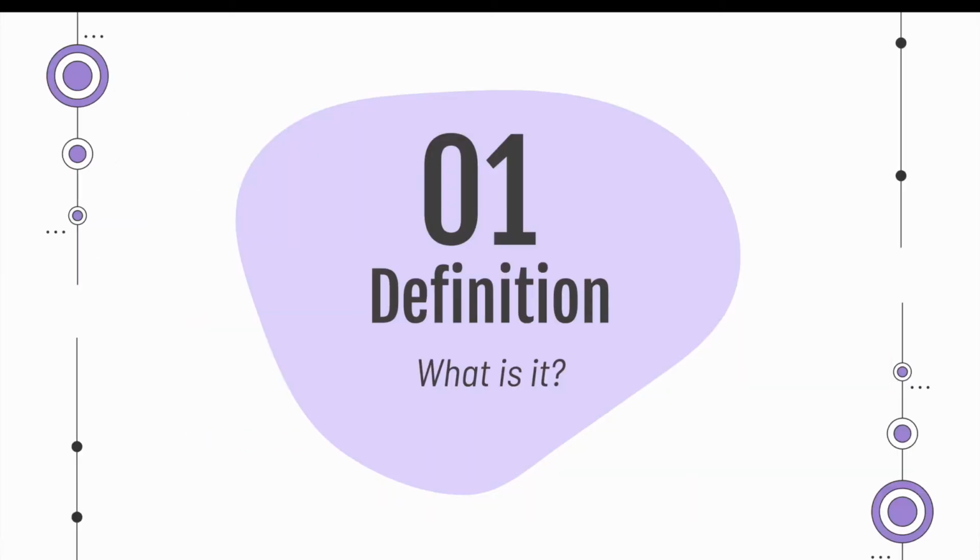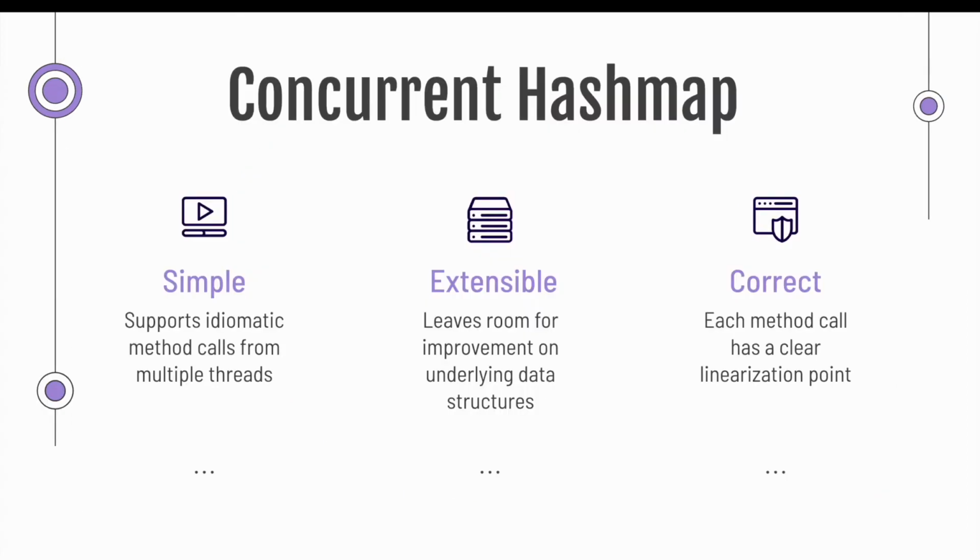Let's start with our definition of a concurrent hash map. Our development of a concurrent hash map is primarily focused around these three properties: simple, extensible, and correct. So for simple, we wanted to create an API that is easy to use for developers and supports idiomatic method calls from multiple threads. For extensible, we wanted to leave room for improvement on our underlying containers and our data structures. And for correct, we wanted it to be fully linearizable, with each method call having a strict linearization point.